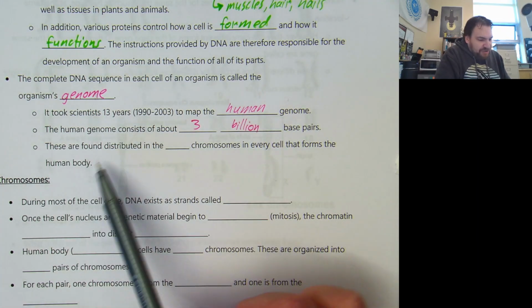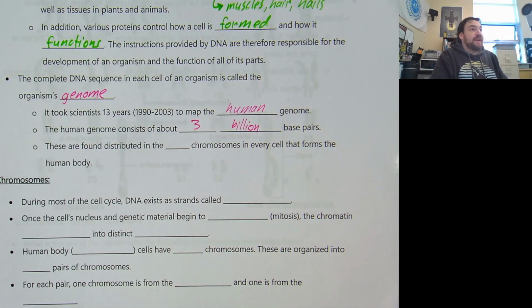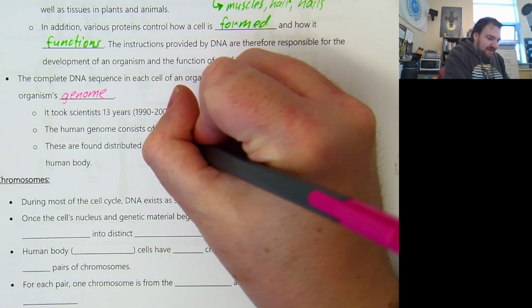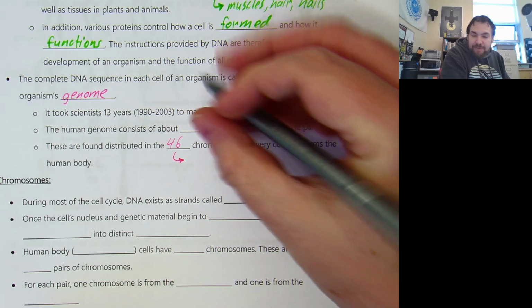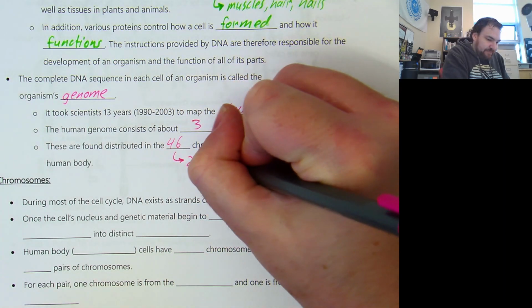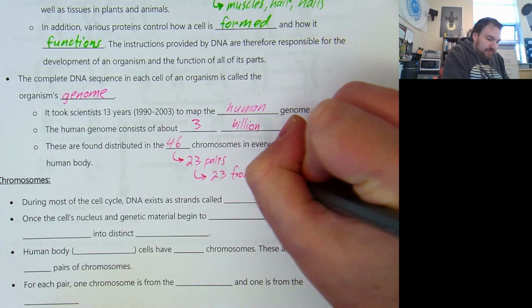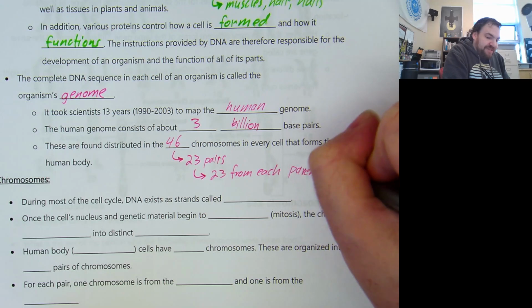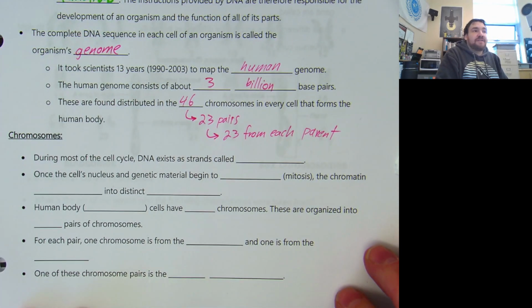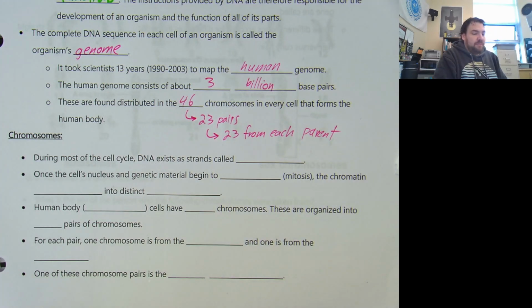And these 3 billion base pairs are found distributed in the, how many chromosomes do we have as a human race? How many chromosomes? Sorry? 46. There are 46 chromosomes. There are 23 pairs. And you get 23 from each parent because you were conceived not asexually. So you get 23 from mom, 23 from biological dad, whoever that was. And now you've got the code that makes up you.